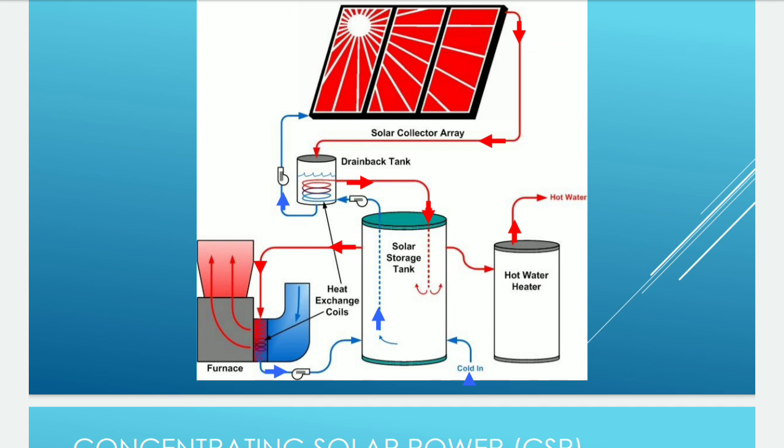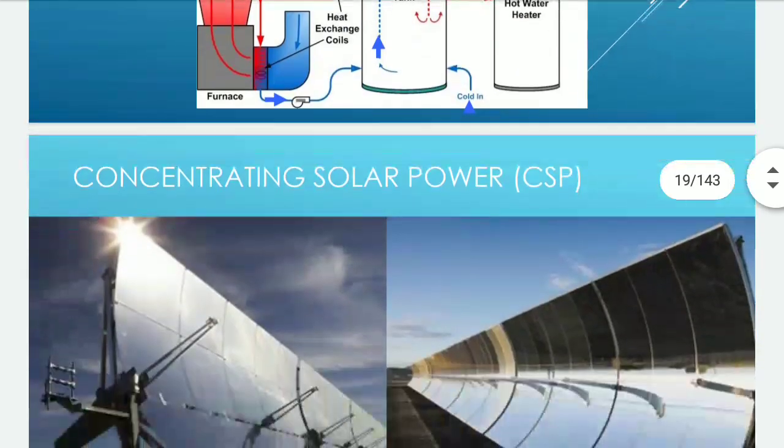Solar energy: the sun transmits radiation and the sun radiation falls on this solar collector, and then this heats up the drainage tank and the solar storage tank, and then hot water is released out by using a heat exchanger, cold water, and furnace. Concentrating solar power.